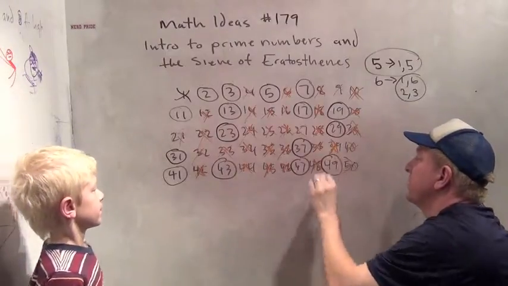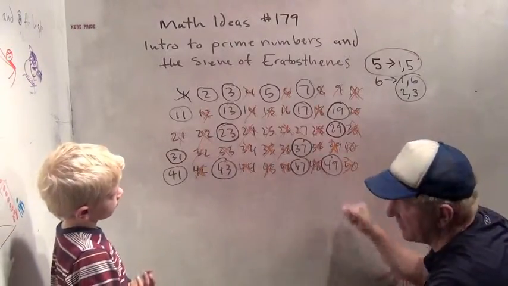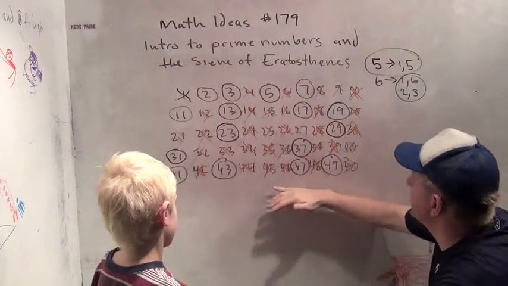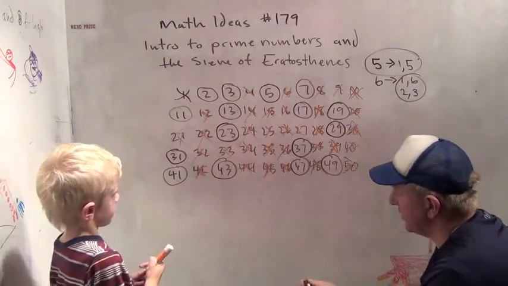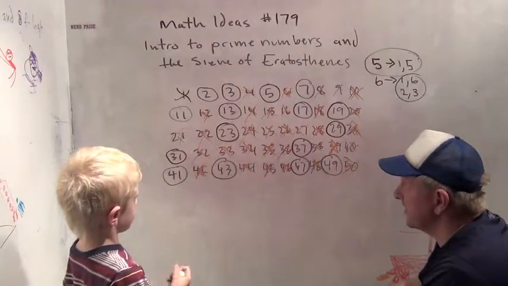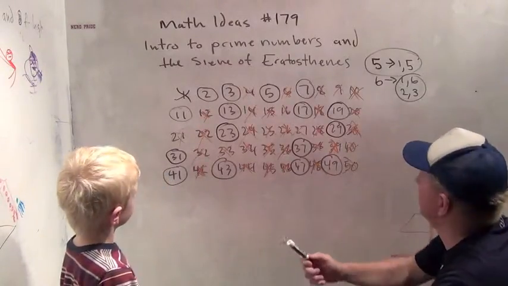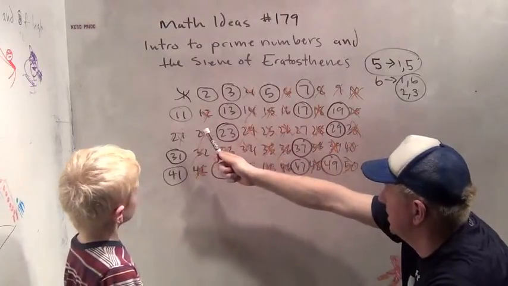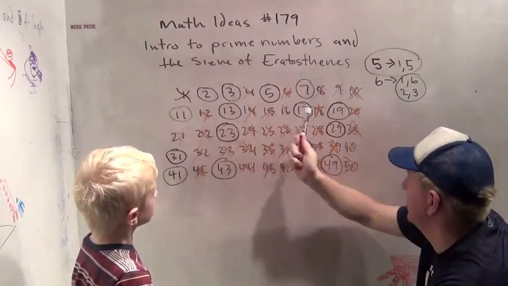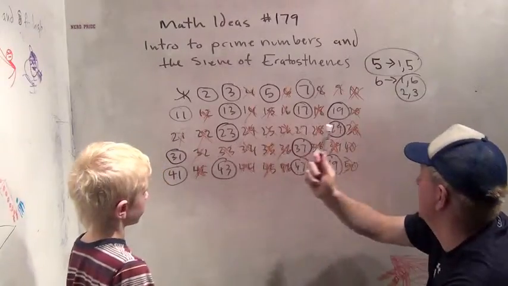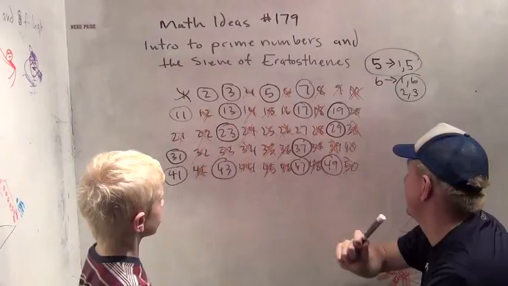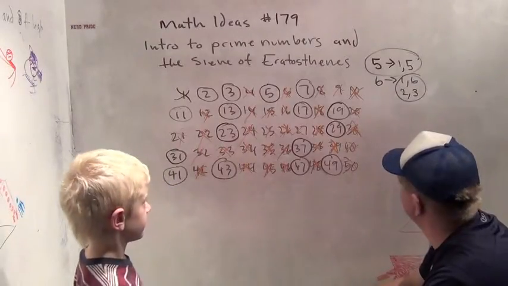Now, sometimes when you do the Sieve of Aristophanes, you don't stop at 50, you might stop at 200, so you have to do a little bit more work. But this tells us all the prime numbers less than 50. Okay, you ready to say them? All the prime numbers less than 50 are 2, 3, 5, 7, 11. Say them loud. 13, 17, 19, 23, 29, 31, 37, 41, 43, 47, 49.